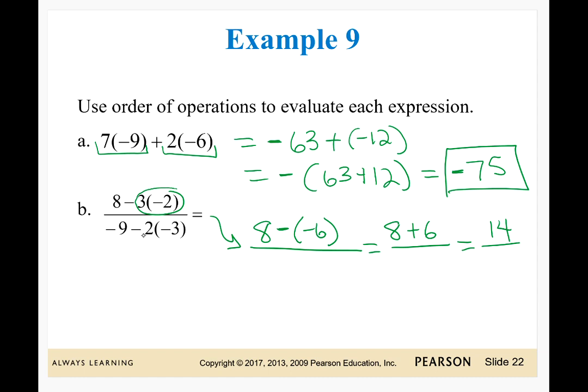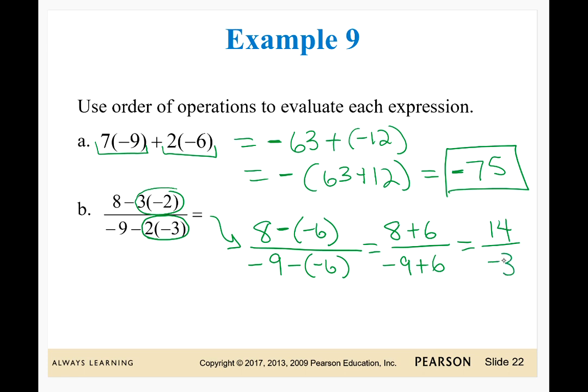So again, I've got this multiplication I have to do first. So I have negative 9 minus 2 times negative 3 is negative 6. Again, subtracting a negative is adding. So I have negative 9 plus 6. Negative 9 plus 6 is negative 3.